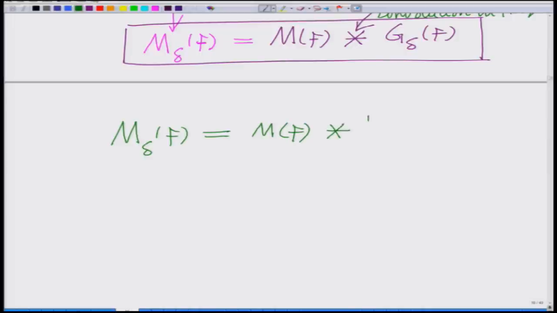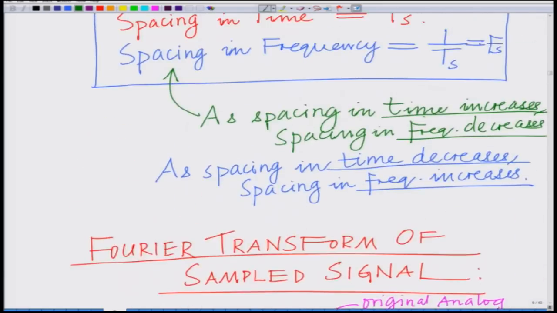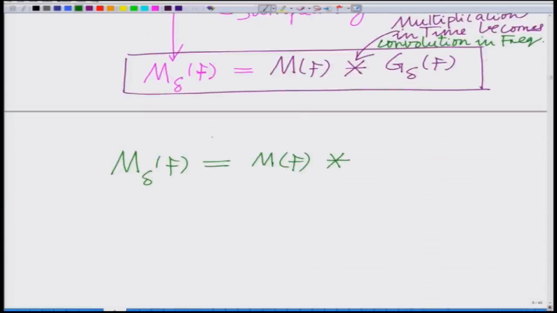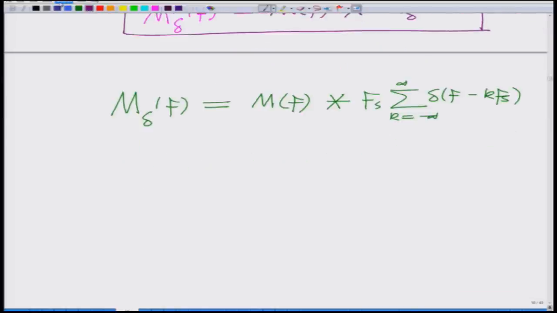Therefore, M delta f, that is the spectrum of the sampled signal, equals M of f convolved with G delta f. G delta f we have seen is 1 over Ts summation of delta f minus k fs, and remember 1 over Ts is also equal to Fs. So, this is basically the convolution with Fs times summation k equals minus infinity to infinity of delta f minus k Fs, where Fs is the sampling frequency.